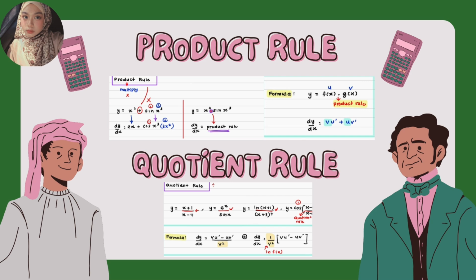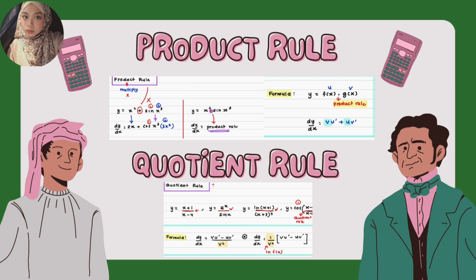So, next we have the quotient rule. We use it when we want to divide two functions. For this one, I want you to understand that the formula for both is quite similar, but not that similar. Firstly, like I showed here, y is equal to x plus 1 over x minus 4. So, y is e to the power of x over sine x. Y is equal to ln x plus 1 over (x plus 3) to the power of 4, and y is equal to cos x minus 6 over x minus 2.